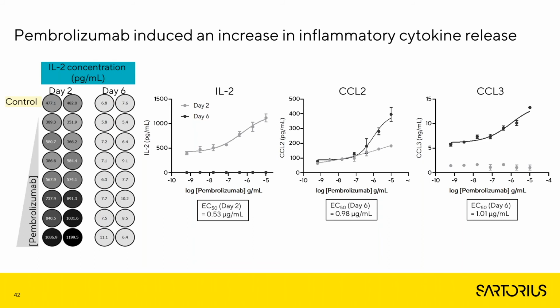And then there's also a couple of other examples with CCL2 and CCL3, both of which increased from days 2 to day 6, but also showed pembrolizumab concentration dependence on day 6 with very similar EC50 values of 0.98 and 1.01 micrograms per mil. And I haven't shown the data here, but the levels of interferon gamma, IL-6 and CXCL10 also increased with the pembrolizumab concentration. So overall, this all supported the idea that checkpoint inhibitors can increase the inflammatory response.